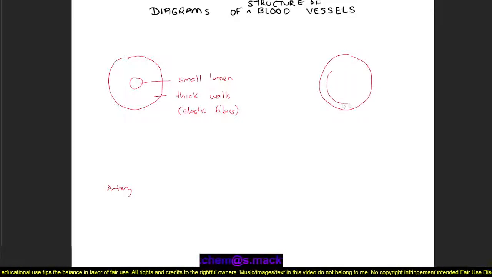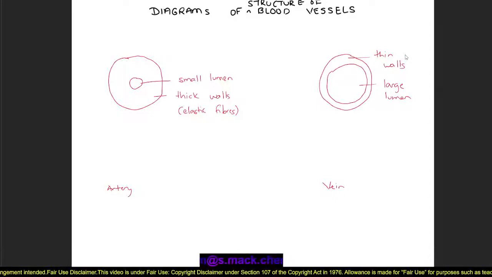And I'm also drawing a very simple diagram to show the structure of a vein. We can see that the vein has a large lumen and thin walls. Why would a vein have a large lumen and thin walls with less elastic fibers? Oxygenated blood would flow out of the arteries. The arteries split up into capillaries.